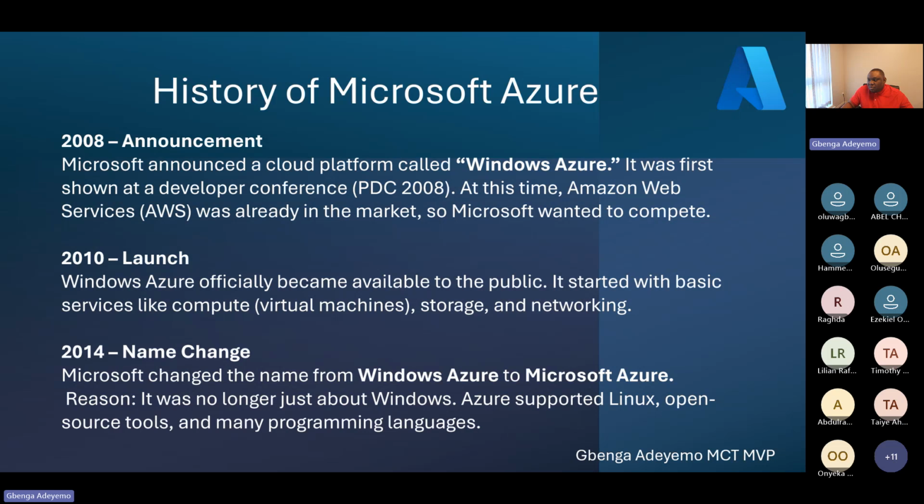That was in 2010. Now, in 2014, they changed the name from Windows Azure to Microsoft Azure. The reason was that it was no longer about Windows. Azure now supported Linux, open source tools, and many programming languages.